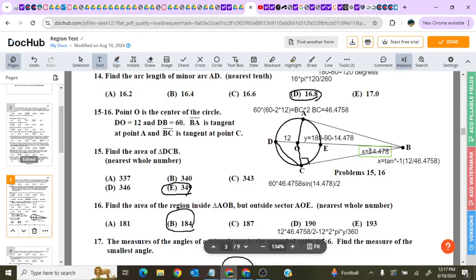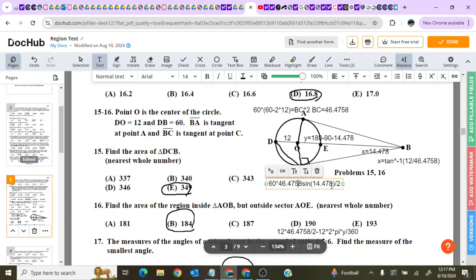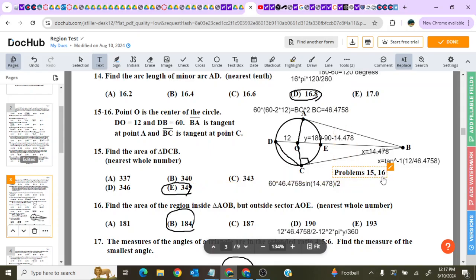So what is the area of the triangle? Well, the area of a triangle is equivalent to two sides times the sine of your angle, over 2. So the entire 60 times 46.4758 times sine of 14.478, divided by 2, because it's a triangle at the end of the day. And then if you do that, you'll get an area of 349.